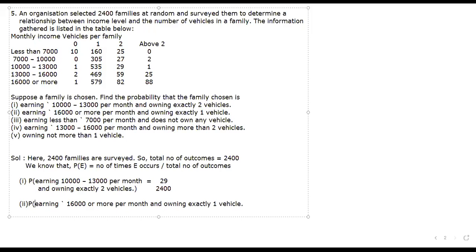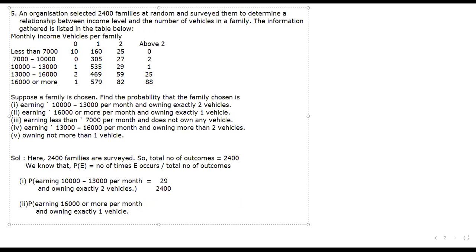Probability of earning 16,000 or more per month and owning exactly 1 vehicle. How much? 579 upon 2400. Correct.